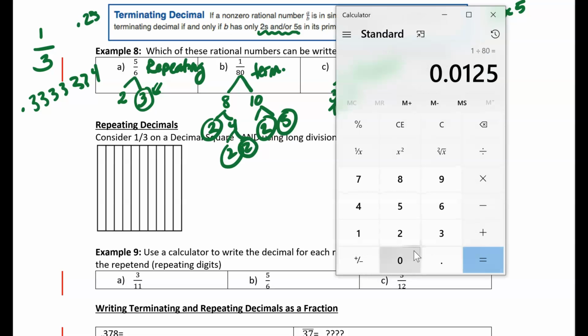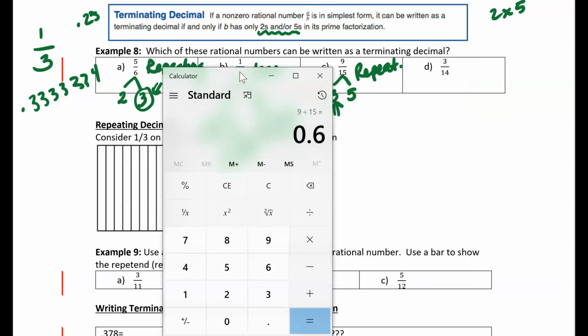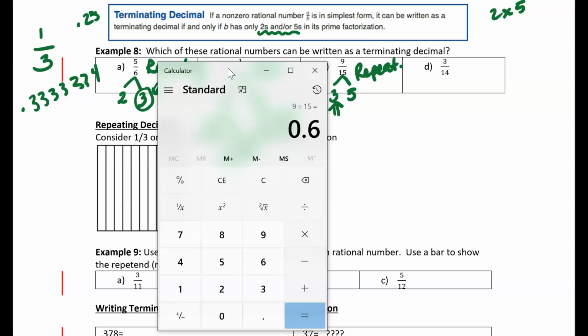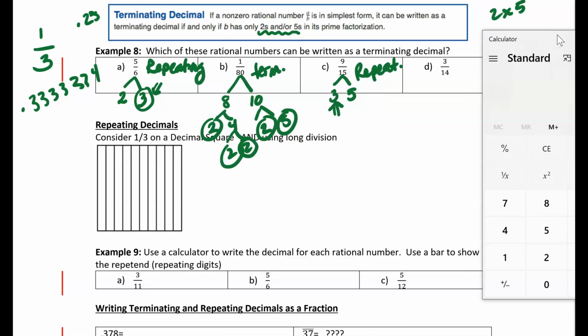And then let's just double check real quick. So we've got 9 divided by 15. Oh, and you know what? I'm so glad I did this. This is a really good one to talk about because this is not repeating. So I just caught myself, and let's talk about why it's not repeating.